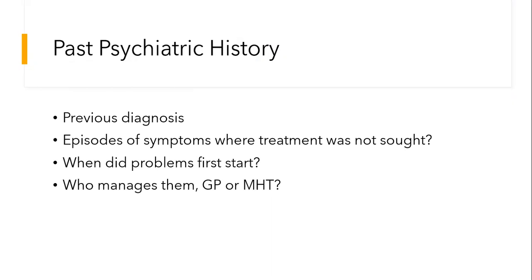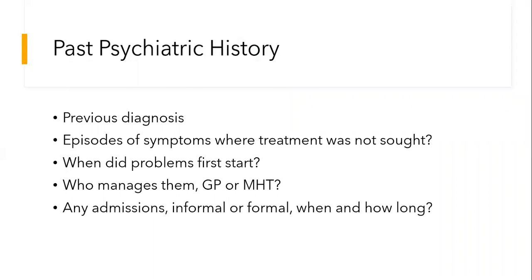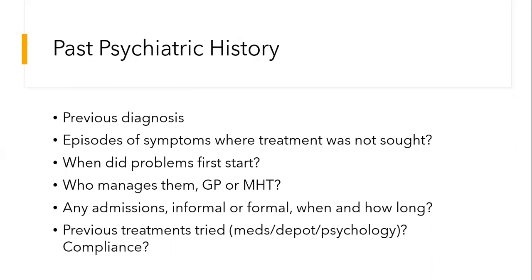Who manages their mental health problems? Is it the GP or is it the mental health team? Or is it self-managed? Have there been any admissions to hospital, either informally, which means under a voluntary basis, or formally, which means under a formal or compulsory section of a Mental Health Act? When was their last admission and how long was their last admission? How many admissions have they had? What was the purpose of the admission? Which previous treatments have they tried? Which previous medications have they tried? Have they ever been on a depot?